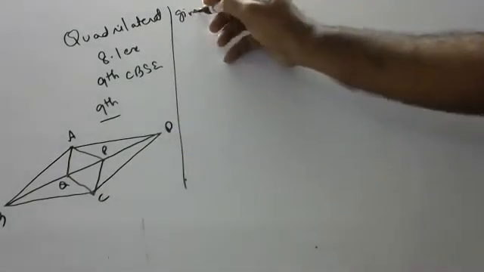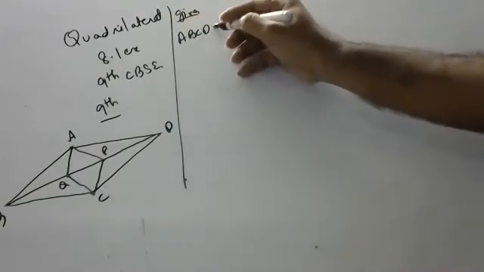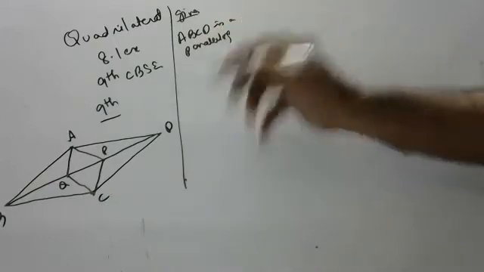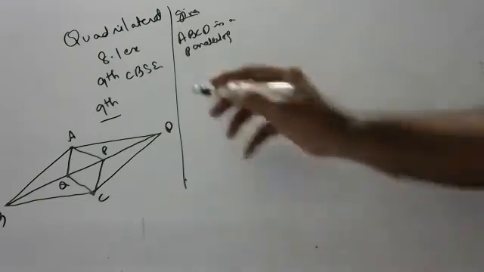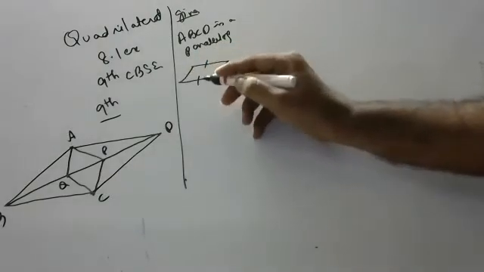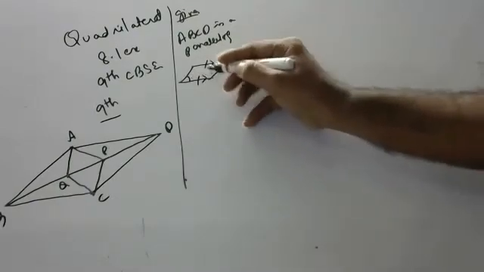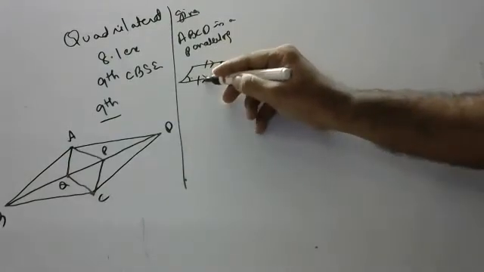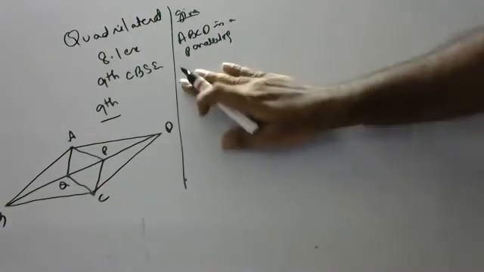What is the given condition? They said ABCD is a parallelogram. What are the properties of a parallelogram, children? Opposite sides are equal, opposite angles are equal, alternate angles are equal, opposite sides are parallel. I hope you remember. In 8th class we studied opposite sides are equal and parallel, opposite angles are equal, adjacent angles are supplementary. Don't worry, children, I write again and again.